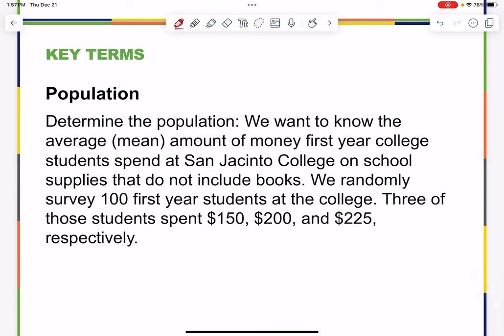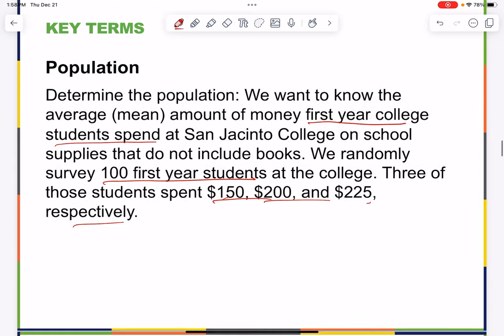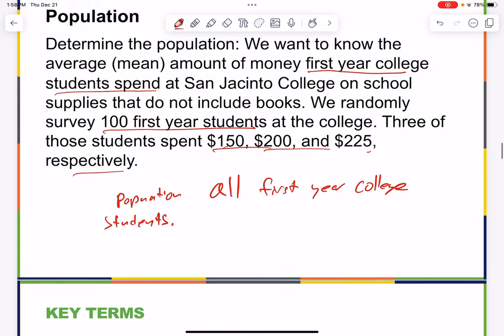Here's an example. Determine the population. We want to know the average or mean amount of money first-year college students spend at San Jacinto College on school supplies that do not include books. We randomly surveyed 100 first-year students at the college. Three of those students spent those amounts, respectively. All right, and what's the population? We randomly surveyed 100 first-year students. That is not the population. The population is all first-year students. We want to know the average amount of money first-year college students spent, so it's all first-year college students. So the population here is all first-year college students. All right, good.